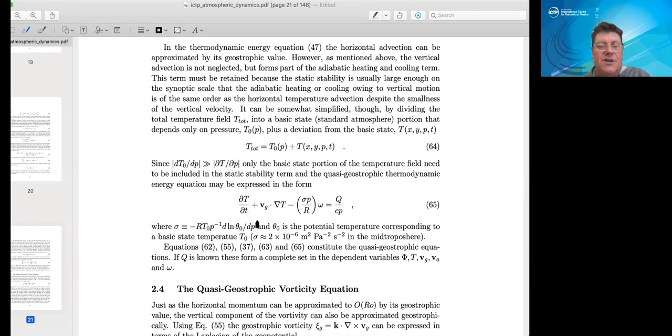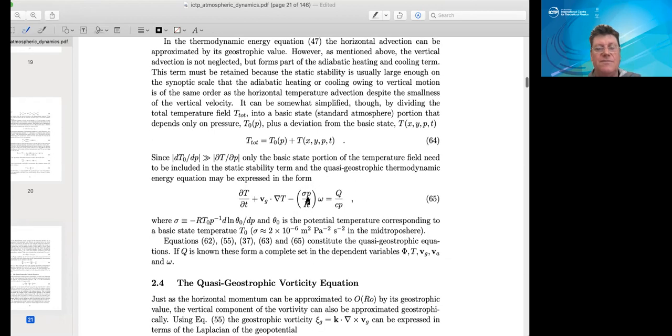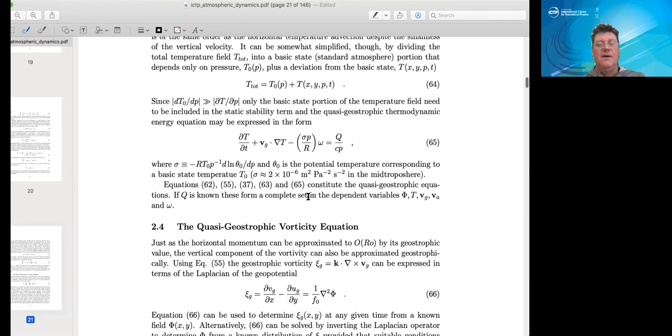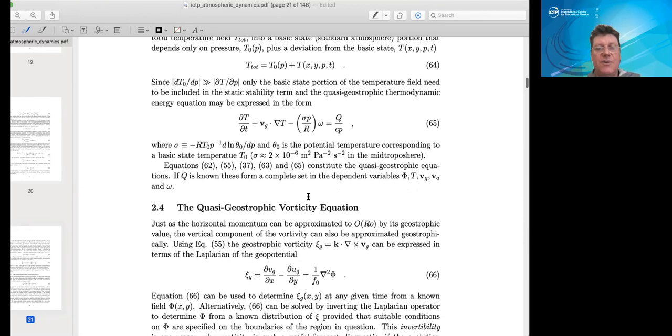It's the local temperature change plus the geostrophic advection of temperature. And we get this vertical part here, proportional to the vertical velocity, which includes this newly defined stability parameter, which in this case only depends on the reference temperature profile. So it's just a more convenient way to look at the equations. Now the quasi-geostrophic vorticity equation.